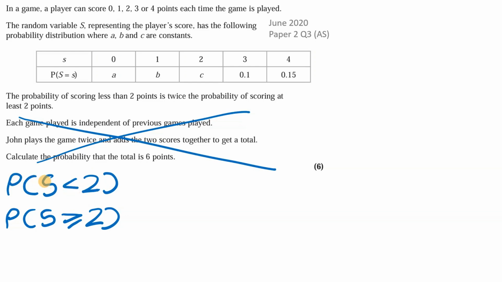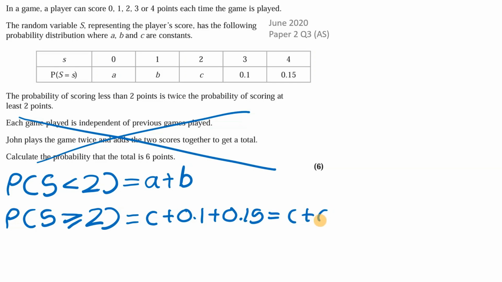Okay, now the probability that S is less than 2, not including 2, is going to be these two scores here, so it's going to be a plus b. And the probability that S is bigger than or equal to 2 is these three scores here, so it's c plus 0.1 plus 0.15, which is equal to c plus 0.25.